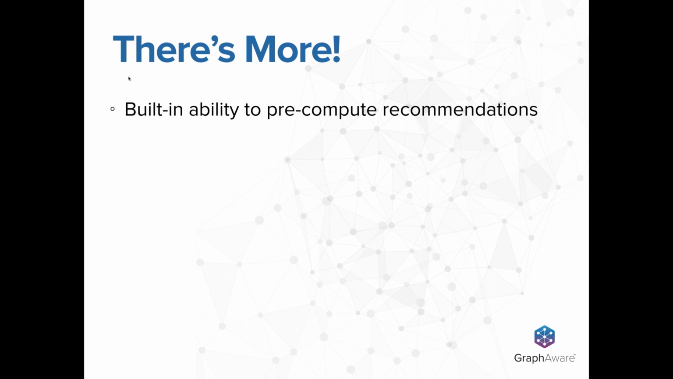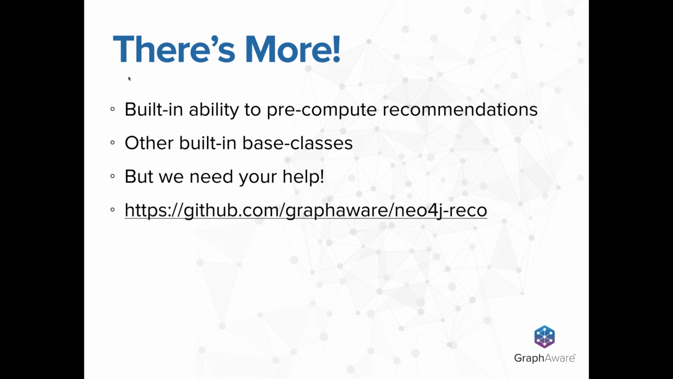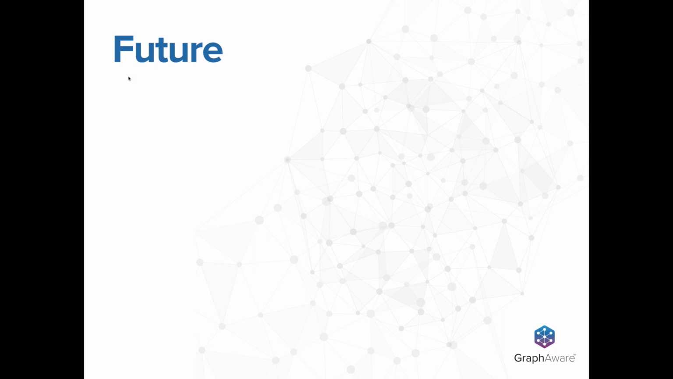And of course, there's more stuff. I haven't talked too much about the ability to pre-compute recommendations, but that's very much implemented already. There are other built-in base classes that you can use, and of course, we welcome additions. So if you find something missing, this is an early stage project, so there will be things that you will need and you need to build yourself. We will be glad if you contribute. That's the address for GitHub. I think it should be fairly easy to Google.